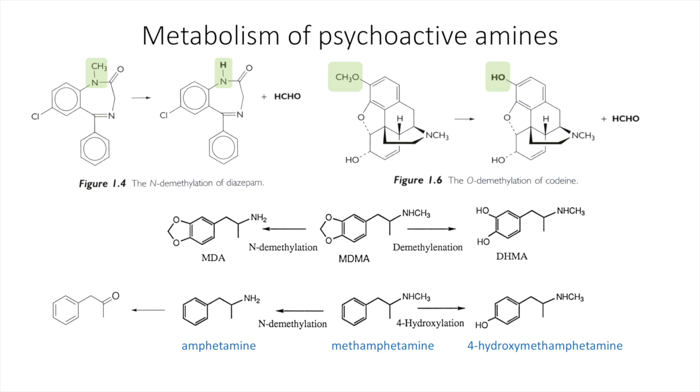So for instance, here is the metabolism of quite a few amines of some psychoactivity. So diazepam is, I think, an anti-anxiety medication. So we can see that the main method for metabolism there is losing that methyl on the nitrogen to get to the NH. On the top right, this is codeine. Codeine is still used as a cough suppressant in some ways.